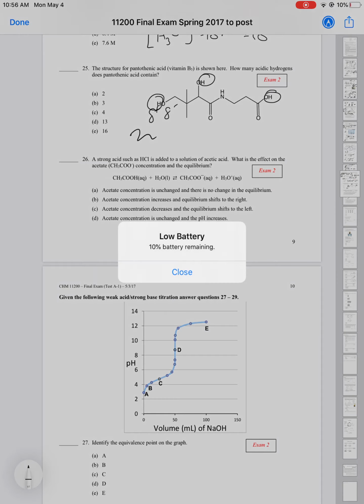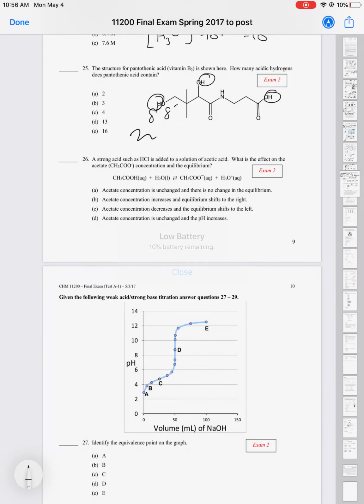But there are other electronegatives besides. No, I guess there aren't other electronegative. So basically, if it's attached to an oxygen, we know that it is an acidic hydrogen. So there are only 3 of those. So our answer is B.